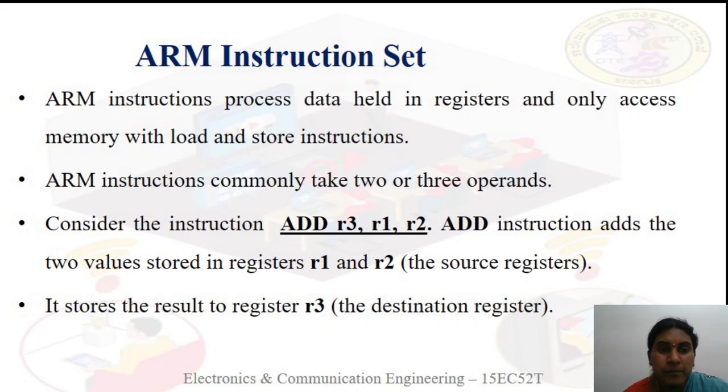First, we will see what you mean by this ARM instruction set. Instruction means you are giving some commands to a processor to do some task, that is called instruction. ARM instructions process data held in registers. You know, we can't manipulate data within a memory. I told you in Session 1. We don't have any data processing instructions to manipulate the data found in memory. So we have to take the data from the memory into the register. From the register, you can manipulate or you can change the data as you want. So our ARM instructions process data held in registers and only access memory with load and store architecture.